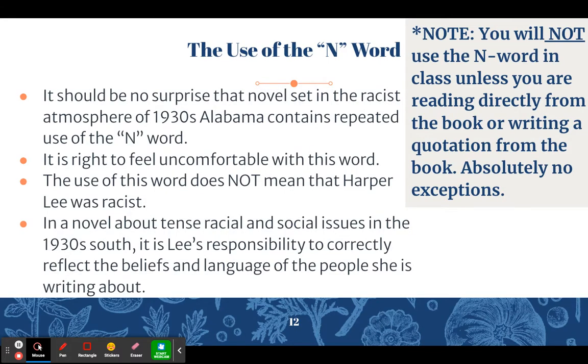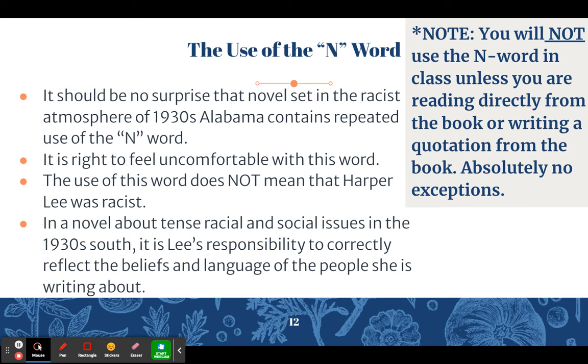Okay, so the use of the N-word in the book is something that we need to address. It should be no surprise that a novel set in the racist atmosphere of the 1930s in Alabama does contain use of the N-word. It's right to feel uncomfortable with this word. When I see it, it makes me feel uncomfortable. It will probably make you feel uncomfortable.